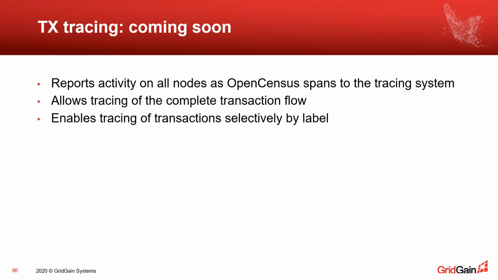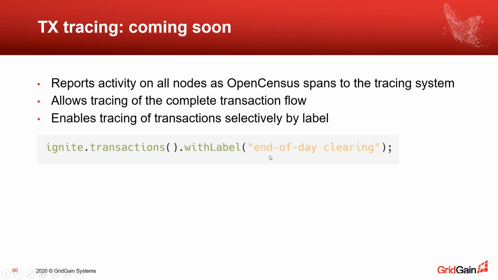And when tracing is released, there will be an option to enable tracing of transactions selectively by a so-called transaction label. So you may decorate your Ignite transactions instance with a label call, and every transaction that is started with the decorated Ignite transactions will have this label. For example, all your business code that is related to end of day clearing, I don't know, may be marked with this label, and then you may configure tracing to trace only specific transactions that have this label.